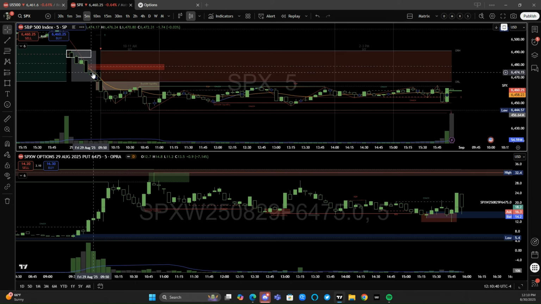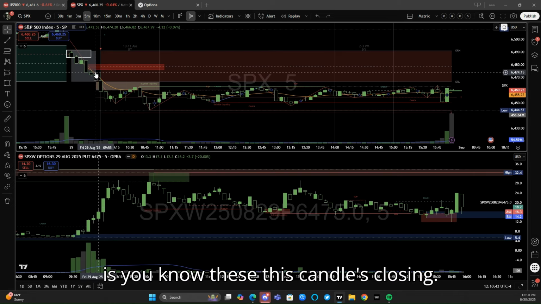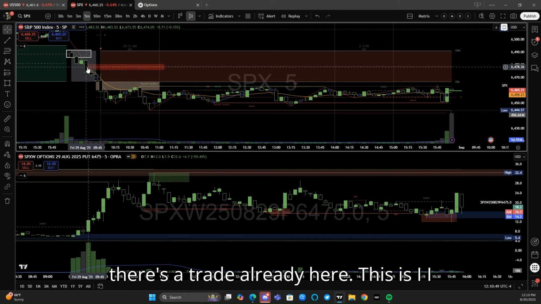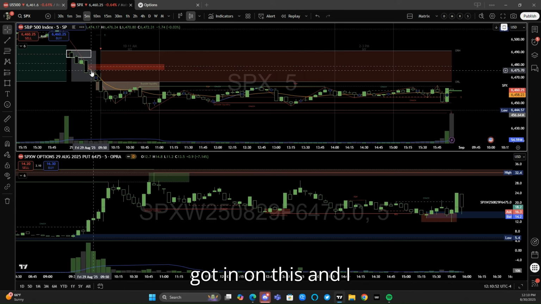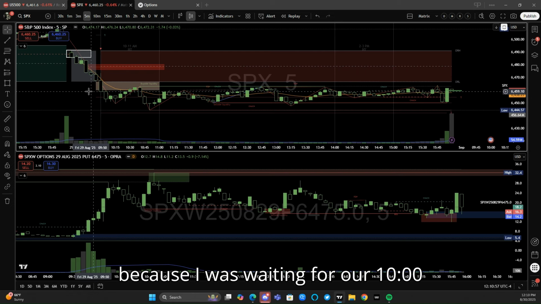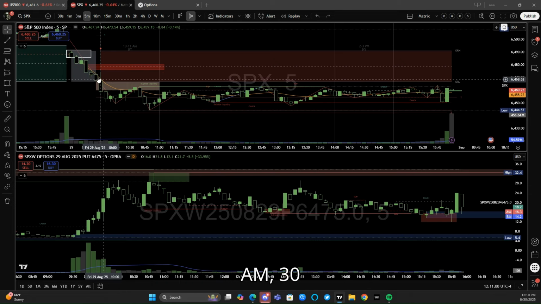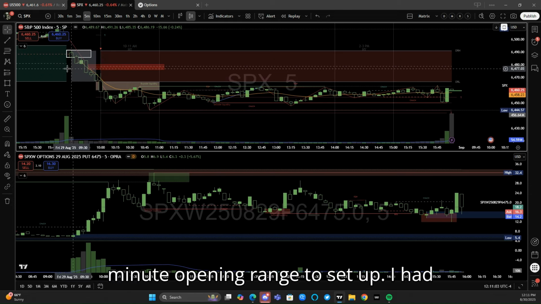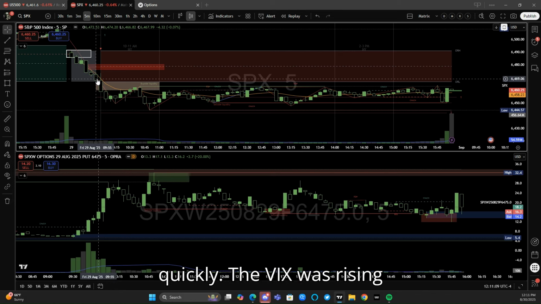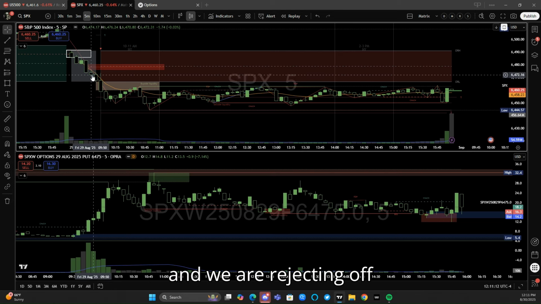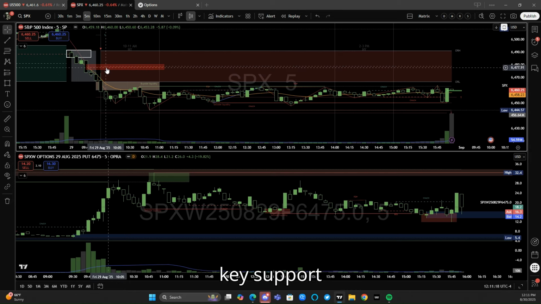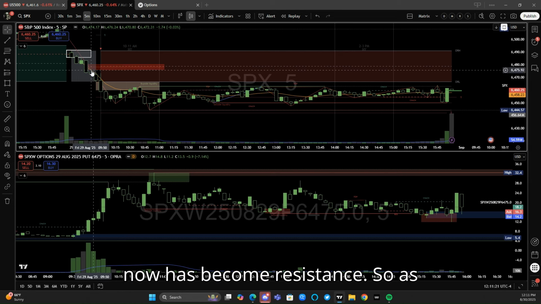Now, the other thing that I want to talk about is this candle's closing near its low. This candle's closing near its low. So there's a trade already here. I got in on this, and I actually held this because I was waiting for our 10 a.m. 30-minute opening range to set up. I had some conviction now for the downside that we would potentially break this fairly quickly. The VIX was rising, and we are rejecting off of our key, what was key support, now has become resistance.